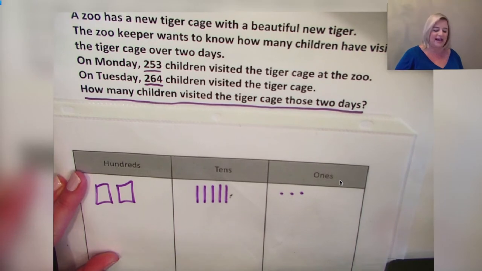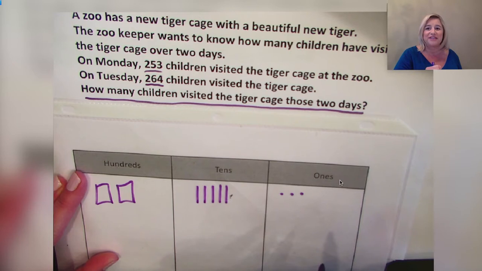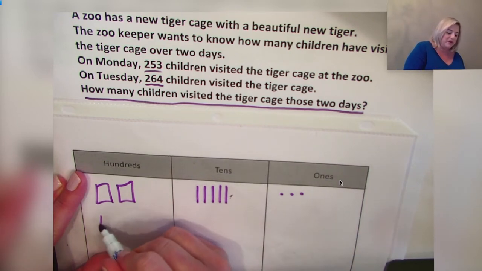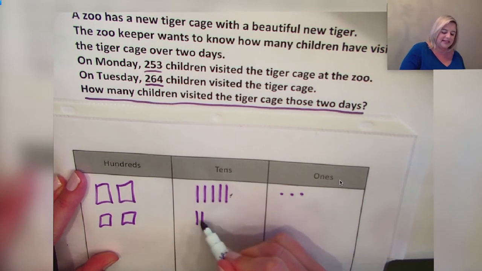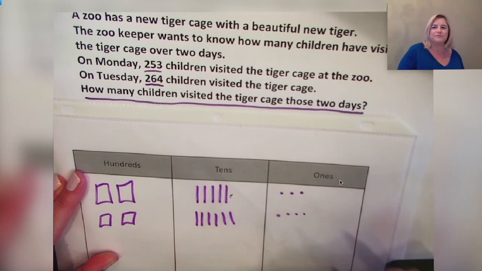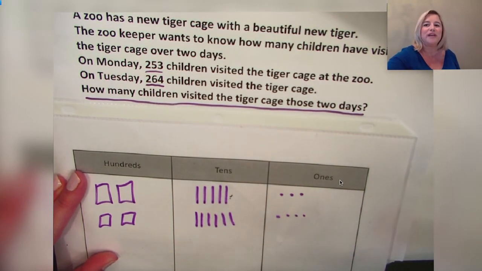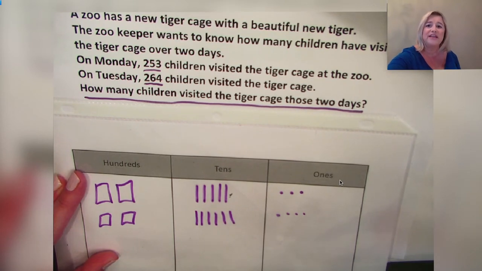Now, let's go back to the text. On Tuesday, 264 children visited the tiger cage. I'm going to draw 2 more hundreds flats, and then I'm going to draw 6 tens and 4 ones. Now, can you hold up your model and let's compare? Great job! Like we did in our last lesson, we're going to find the total by first combining the ones to determine if we need to regroup, and then on to the tens and the hundreds.